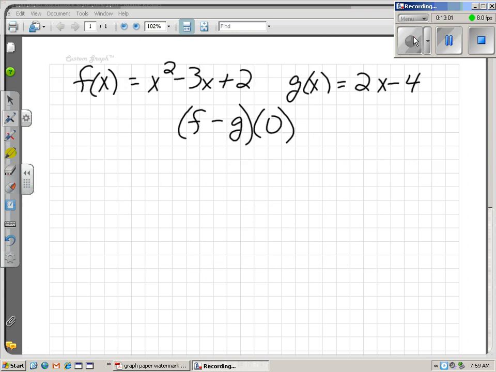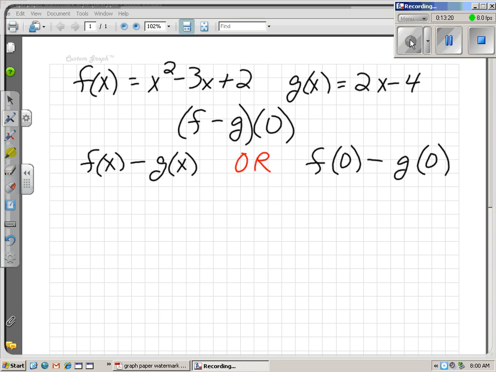Okay, the last thing I want to show you is what if they actually tell us what x is? What if they tell us the number they want us to run through the functions? For example, here they want us to subtract f minus g. We already know how to do that. But they say, I want you to run 0 through it too. All right, we have a couple ways of doing this. The first way is we could subtract the functions like normal, and when we get to the end, plug 0 in for x. Or we can go ahead and plug 0 in right off the bat and work it out that way. You'll get the same answer either way. I'll show you both ways. It doesn't matter how you do it.